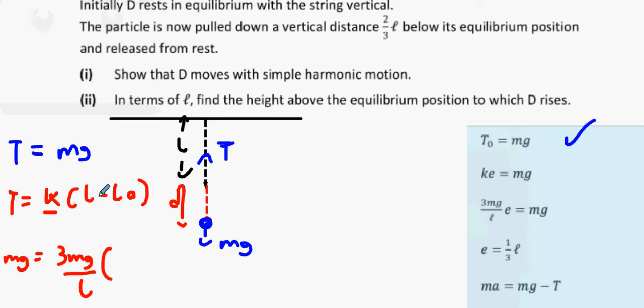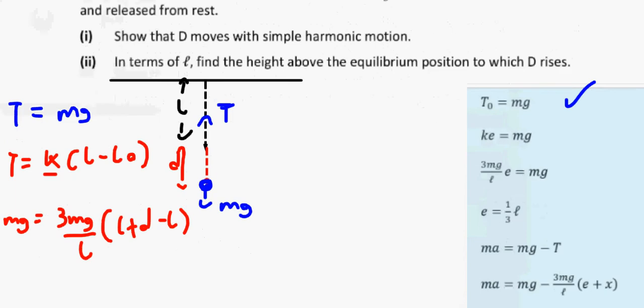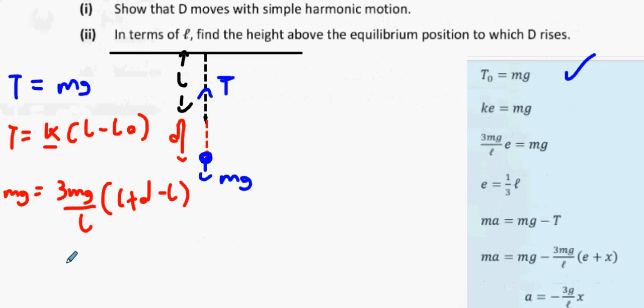What's its current length, lads? Using my system, its current length is L plus D, isn't it? So it's going to be L plus D minus L. Now, what you can see is that the L's cancel off, and it's very simply 3mg over L times the extension D. And that's where that comes from. They used E instead of D.